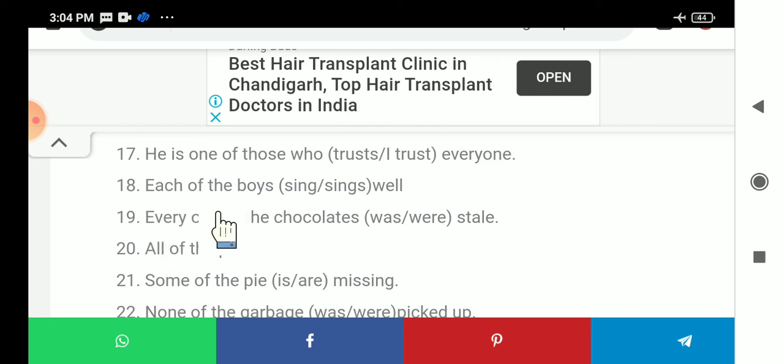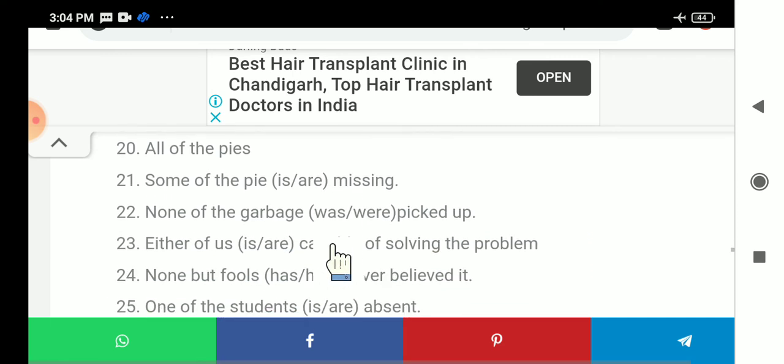Each of the boys sing or sings well. So each of the boys, what will they do? Each of the boys sings. Each gives the meaning of singular, so sings gives the meaning of a singular verb. So sings well. 19. Every one of the chocolates was stale. Every one gives a singular meaning. Was is added here in the form of a singular verb, and stale.